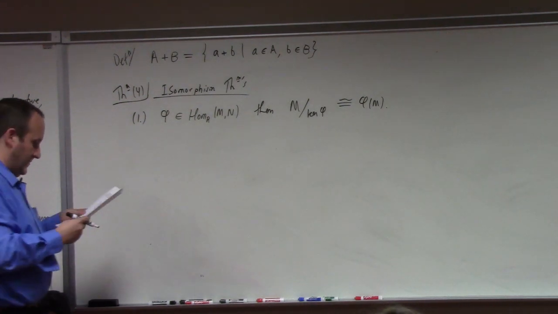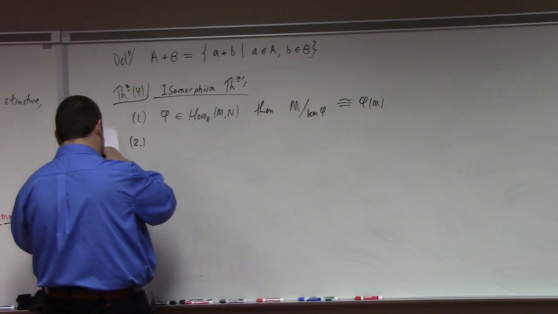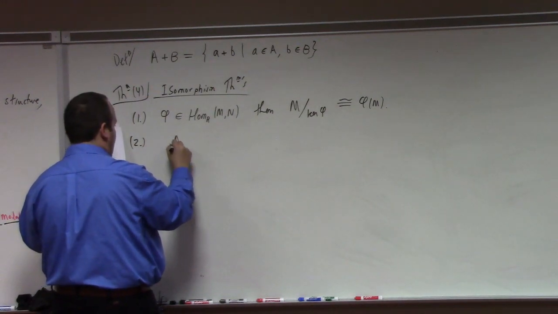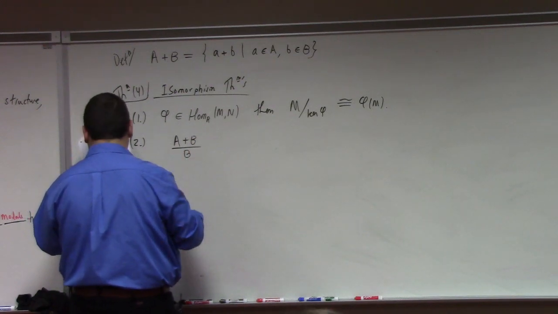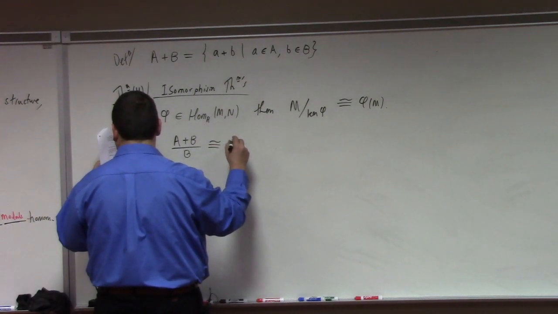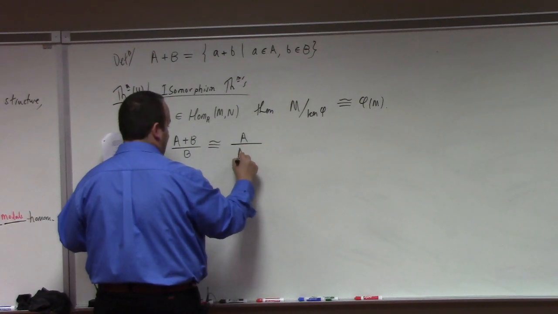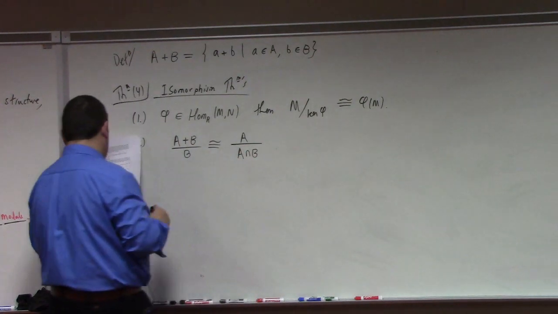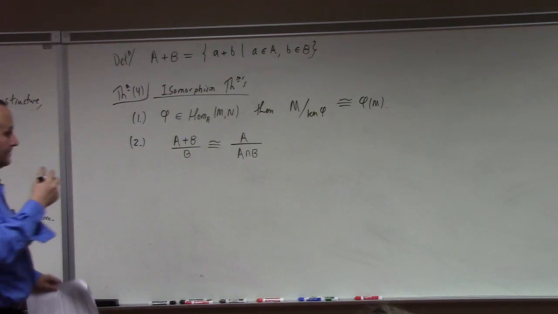I'm being lazy. Part number 2, it says that if you take A plus B and you quotient by B, then that's isomorphic to A mod A intersect B. This is the second isomorphism theorem. And again, here, A and B are submodules of M, right?